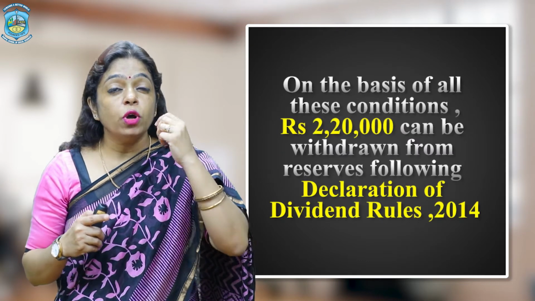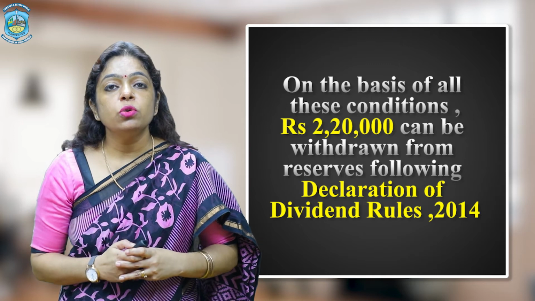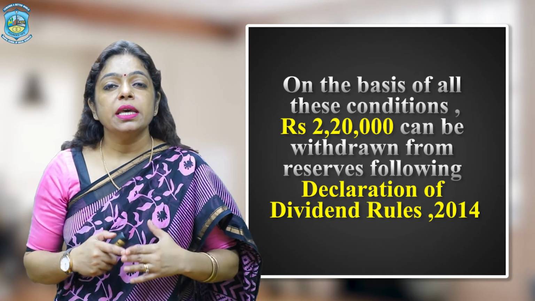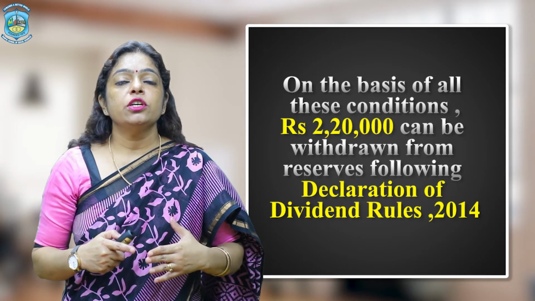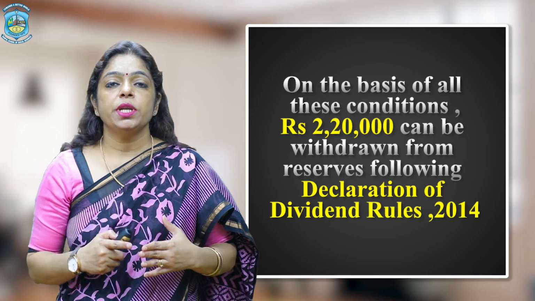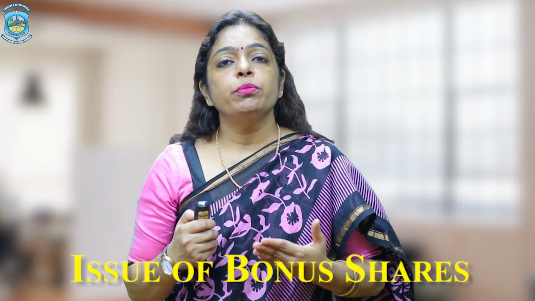So on the basis of all these conditions, rupees 2,20,000 can be withdrawn from reserves following the Declaration of Dividend Rules 2014. So these are the conditions on the basis of which amount can be withdrawn from reserves. Now let us look at issue of bonus shares. What are the rules regarding issue of bonus shares?